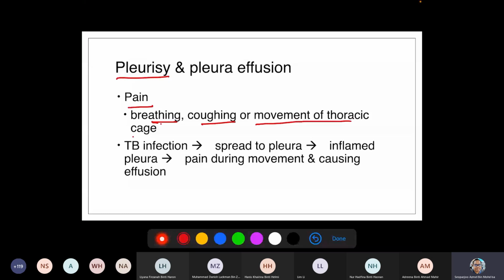So how does this happen? When there is a TB infection, it can spread from the lungs to the pleura, and this will cause inflammation of the pleura. When there is inflammation, there are a lot of inflammatory cells there. The rubbing between the inner visceral pleura and the parietal pleura can cause pain during movement, breathing, or coughing. And because there is inflammation, it also causes the production of effusion. That is why in TB sometimes we can see pleural effusions on the X-ray or during auscultation of the lungs or thoracic cavity area.